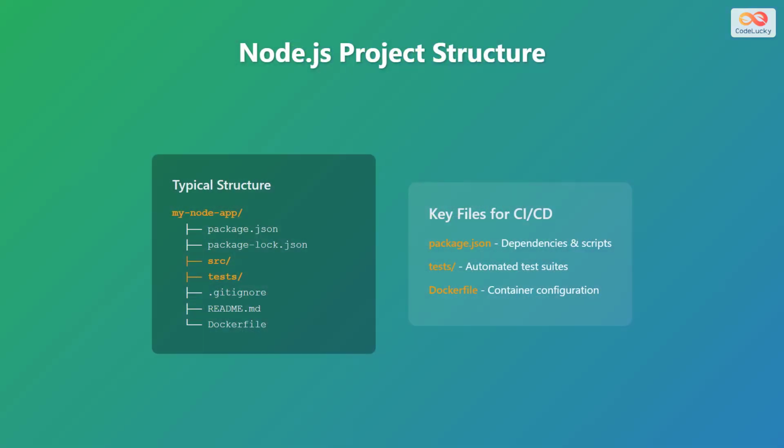Before setting up CI/CD, it's important to have a well-organized Node.js project structure. A typical structure includes a root directory containing the package.json and package-lock.json files, src and test directories, a .gitignore file, a README.md file, and a Dockerfile. The key files for CI/CD are package.json, which manages dependencies and scripts, the test directory, which contains automated test suites, and the Dockerfile, which defines the container configuration.